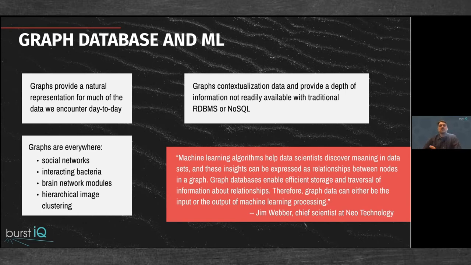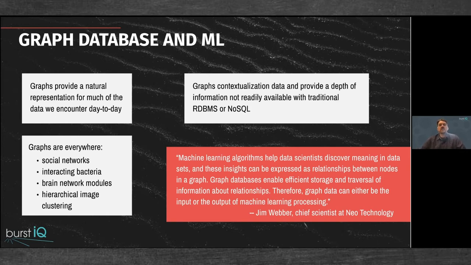Let's talk about contextual data again, because that's really what adds another set of value to data. As we all know, people have talked about data being the new oil, the new petroleum. It's got inherent value. Context just adds to that value set and opens up a new doorway for us. Now, finally, I like this quote by Jim Weber. Neo Technology is actually the company that makes Neo4j, that graph database I referred to before.